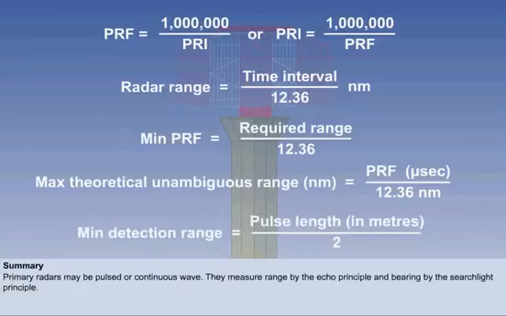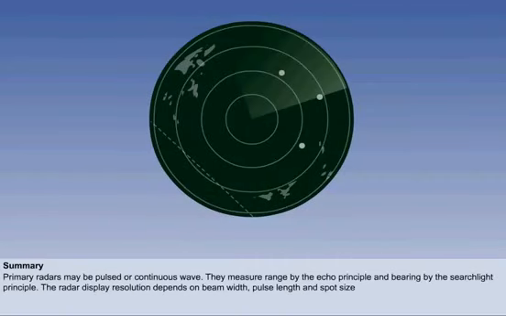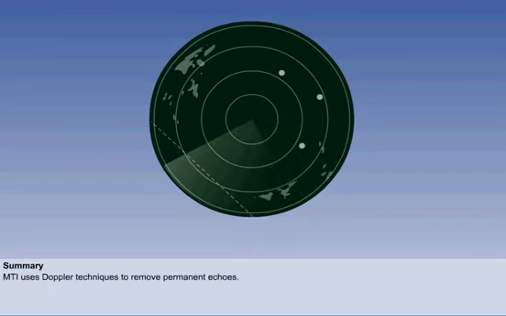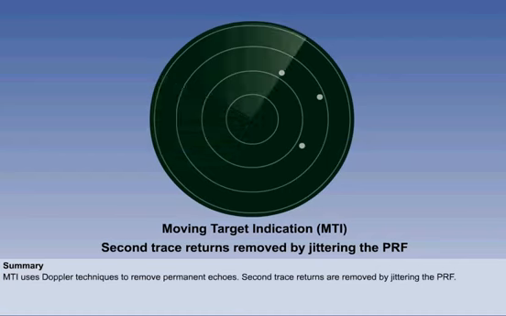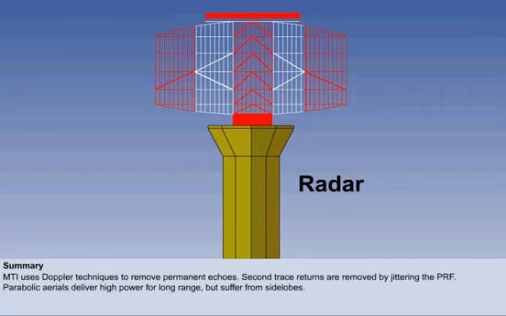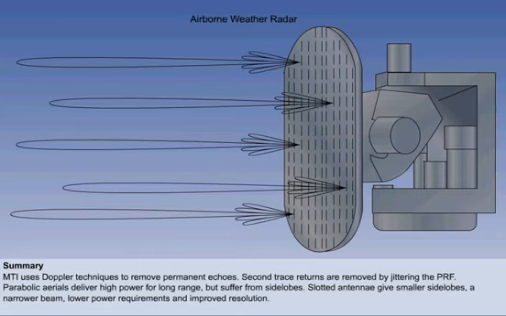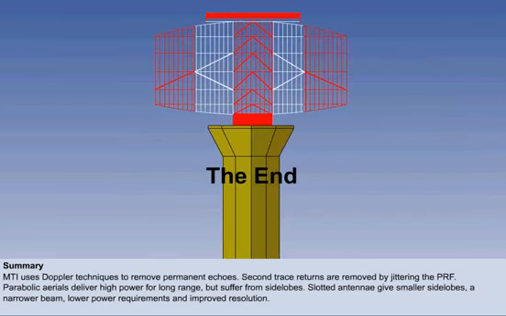The minimum detection range is half the pulse length. The radar display resolution depends on beam width, pulse length and spot size. Moving target indication, or MTI, uses Doppler techniques to remove permanent echoes. Second trace returns are removed by jittering the PRF. Parabolic aerials deliver high power for long range, but suffer from side lobes. Slotted antennae give smaller side lobes, a narrower beam, lower power requirements and improved resolution. This concludes the lesson on basic radar theory.